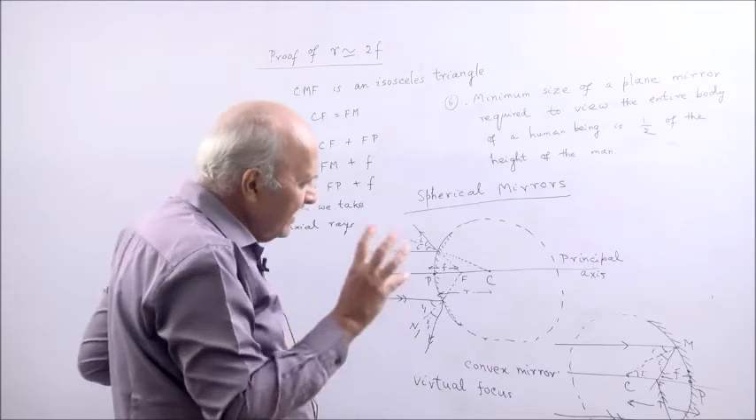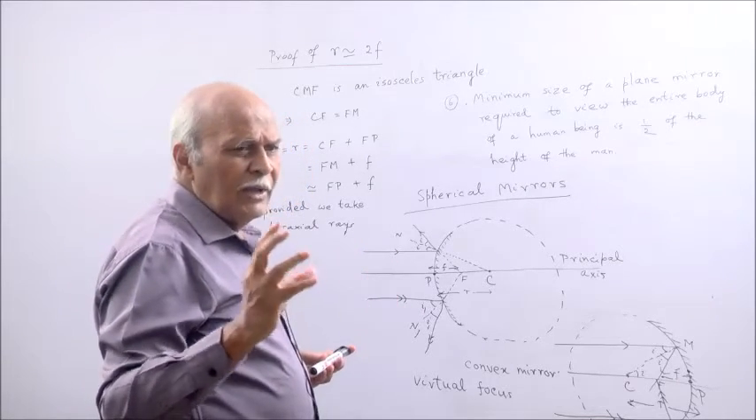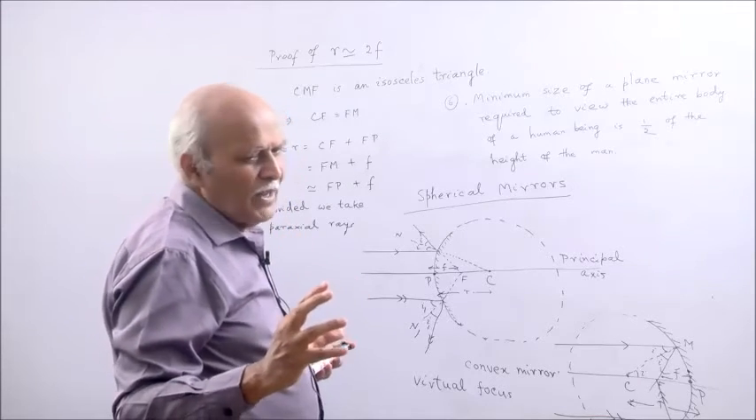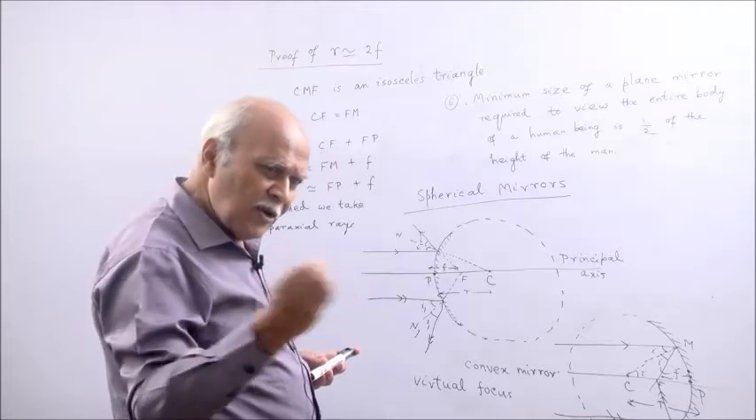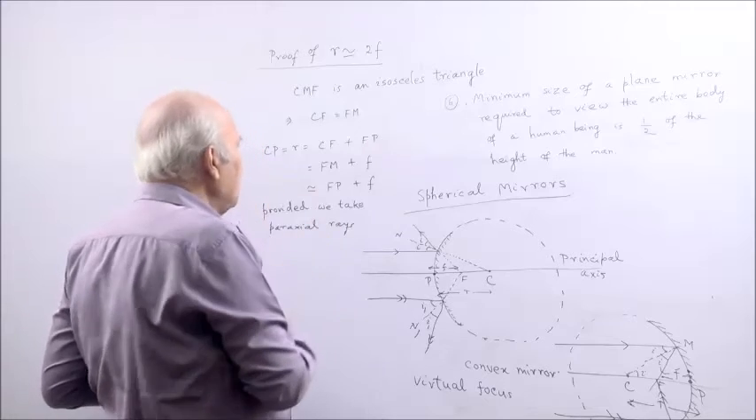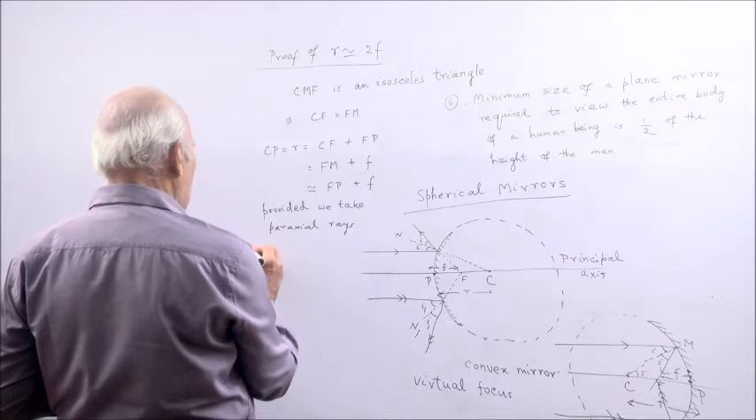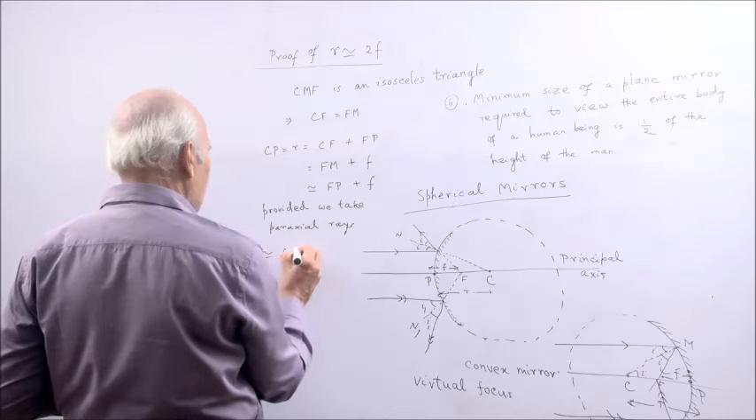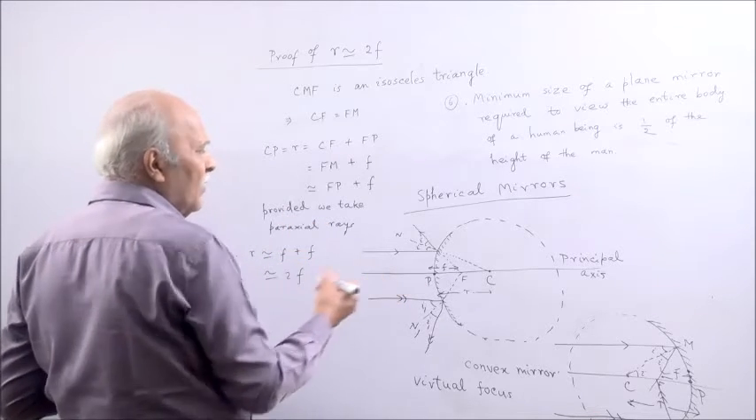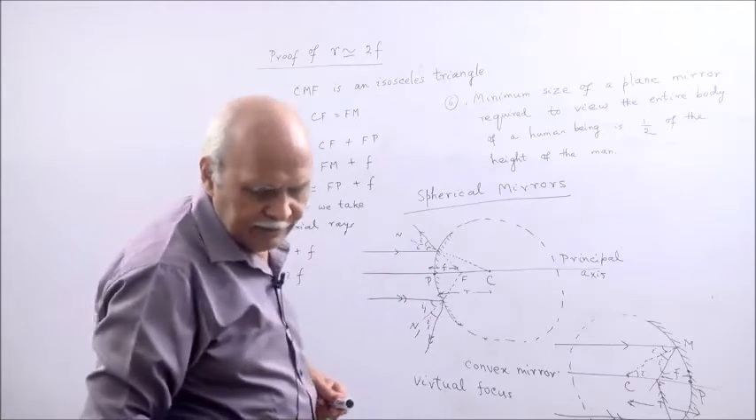Because the concave mirrors and convex mirrors that are used have a limited size, they are not very big. So if the size is small, then only those rays which are nearer to the principal axis will be reflected. Therefore, it is not unjustified to take this approximation. So, as a result, what will happen? R will be nearly equal to f plus f, or nearly equal to 2f. That also applies to the convex mirror; in the same way it can be done.